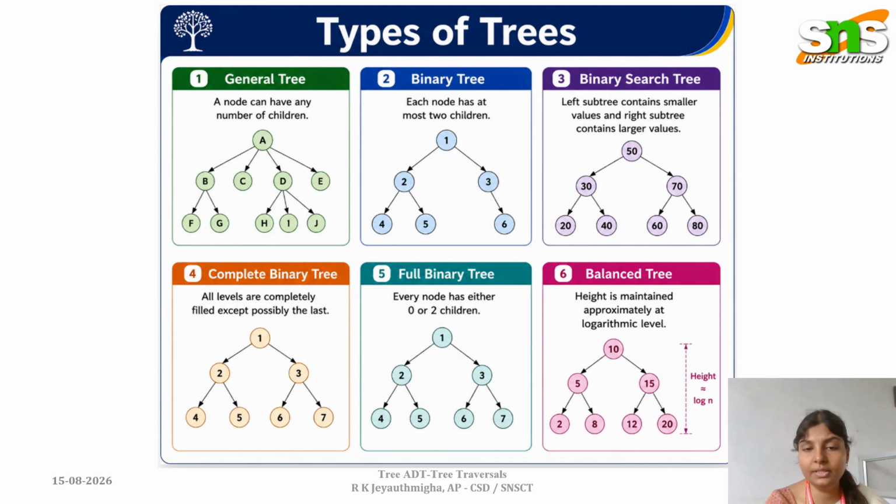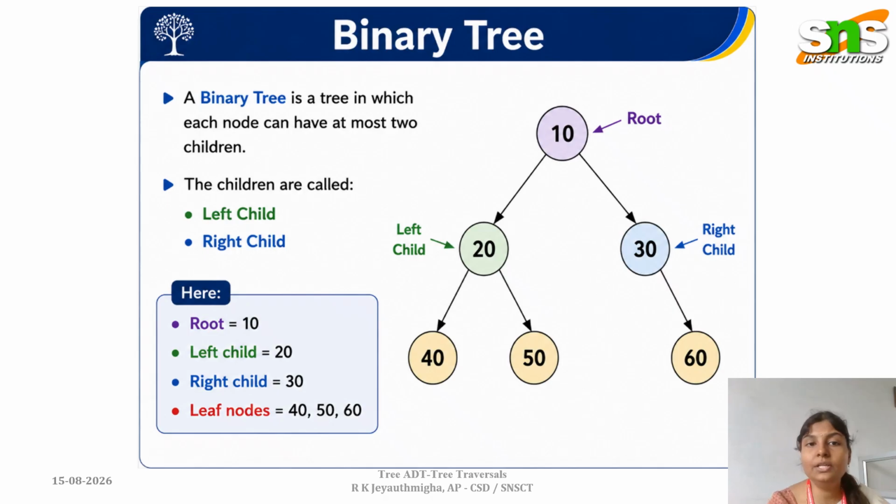A full binary tree is a tree where every node has either 0 or 2 children. Balanced tree is a tree where height is maintained approximately at logarithmic level. A binary tree is a tree in which each node can have at most 2 children. The children are called left child and right child.